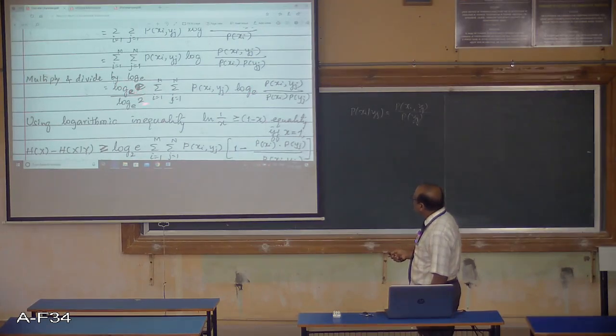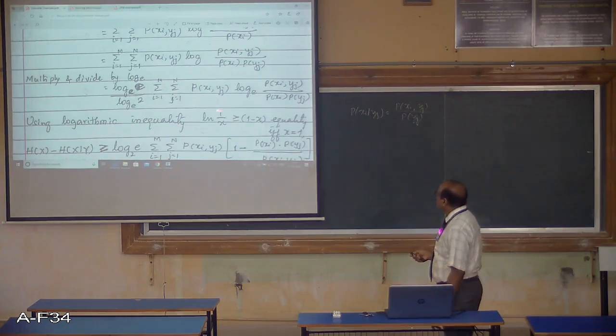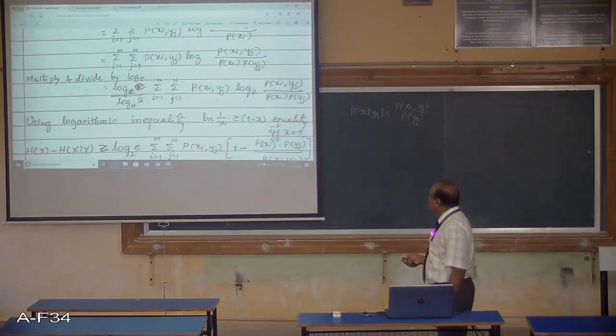e is 1, and converting this base will come out to be the denominator part of log 2 to the base e, and this log to the base 2 is now replaced by natural logarithm, and to that we are applying logarithmic inequality. So natural logarithm of 1 over x is always greater than or equal to 1 minus x, and this holds equality only when x equals 1. So this is a logarithmic inequality which we have studied in unit 1.